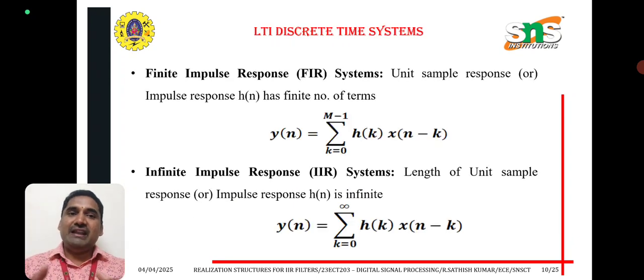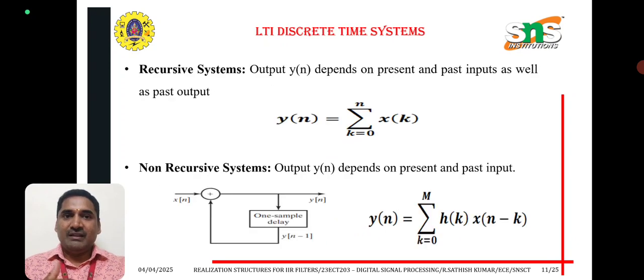Next one, finite impulse response. The unit sample response or impulse response h of n has a finite number of terms. y of n is equal to summation k is equal to 0 to M minus 1 h of k into x of n minus k. IIR systems, the length of the unit sample response h of n is infinite. y of n is equal to summation k is equal to 0 to infinity h of k into x of n minus k.